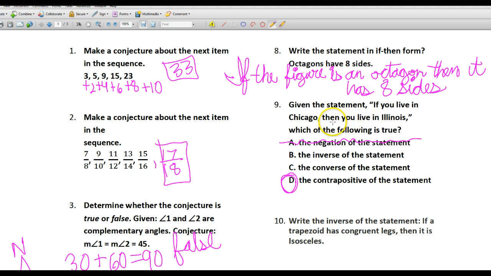So, for example, if you do not live in Illinois, which means you'd have to live in another state, then you do not live in Chicago. Correct. If you're living in another state, there's no way that you would live in Chicago, which shows that the contrapositive of the statement is true.